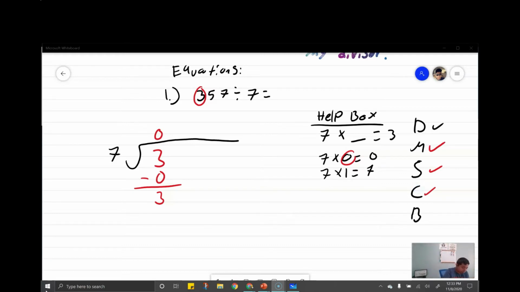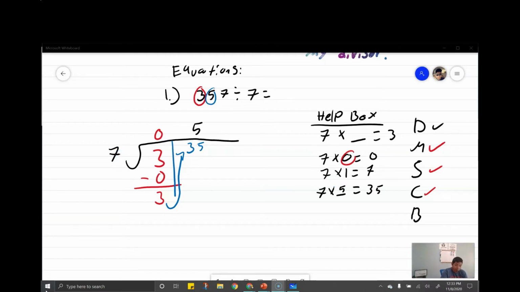Now I'm going to draw this line, and I'm going to bring this 3 over, because I didn't use it. Now I'm going to bring down this next digit, which is 5. So my new number is 35, okay? My question to you is, 7 times what is going to equal 35? That's where I need to know my multiplications. Good, 5. 7 times 5 equals 35.